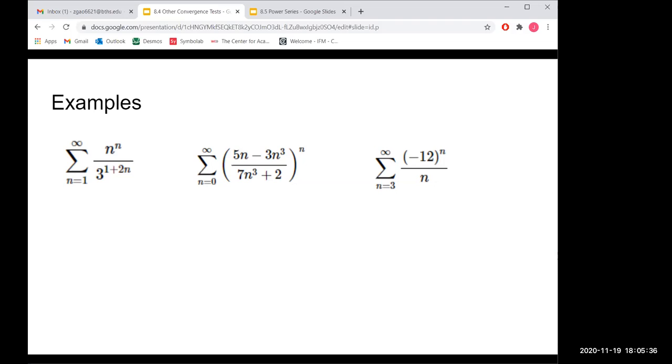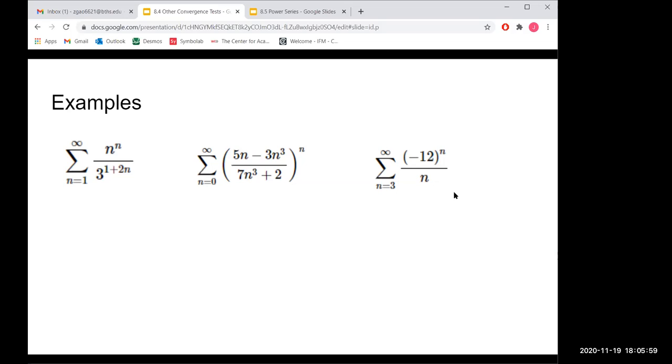These three examples are given in such a way that when you take the nth root, you get something very nice. It simplifies very nicely when you take the nth root. So that's really the reason why the root test is very convenient for situations like this. Okay. All right. So that's pretty much it.